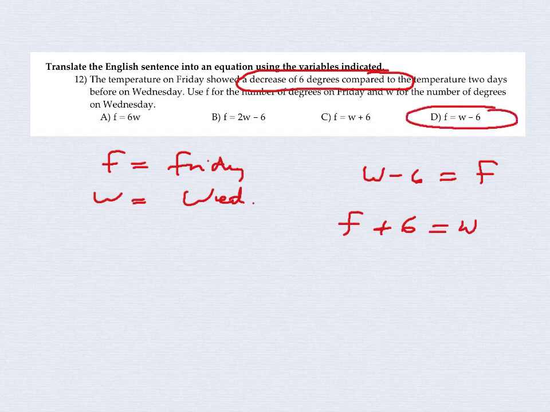Why would A be wrong? Because A says 6 times Wednesday equals Friday, and Friday was not 6 times the temperature of Wednesday. And B says that Wednesday's temperature times 2, so double whatever it was, take 6 away is equal to Friday. That's very complex. And C says Wednesday's temperature plus 6 degrees equals Friday, so that's wrong. This answer here would be correct for D, but so would this one. It's not there as an option.